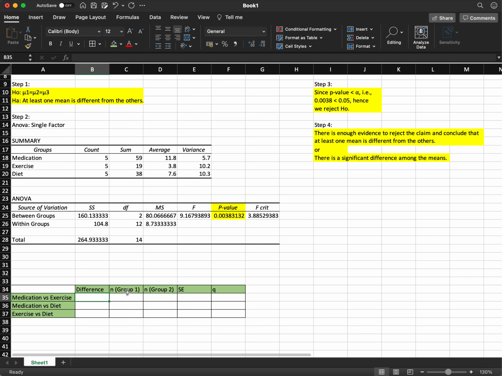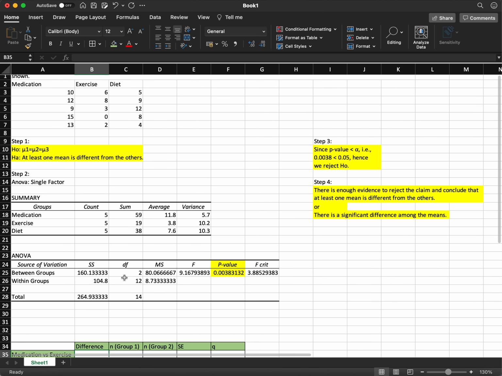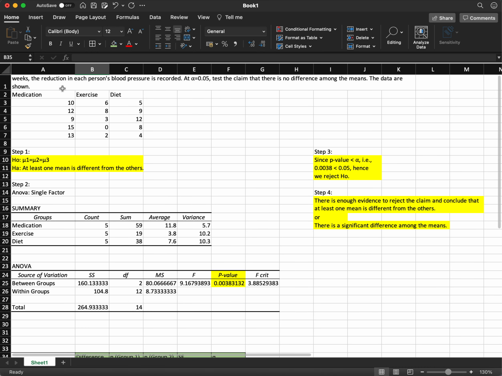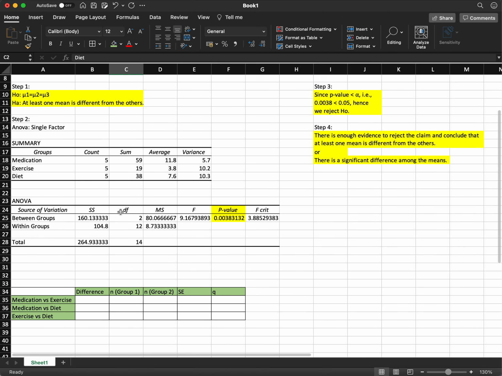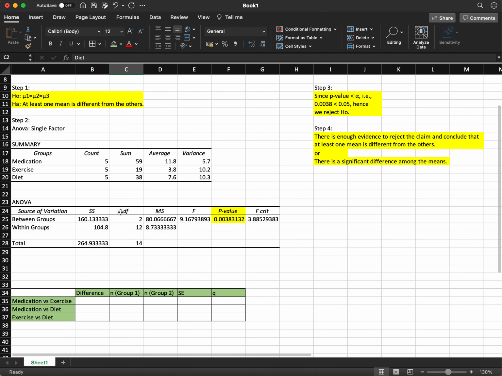So we'll start with the medication. We're going to first pair each grouping here. We have medication versus exercise, medication versus diet, and exercise versus diet. Those are all the possible combinations that we can have when we need to pair up each of the groups in order to determine the difference. So let's start with the difference here. The word difference here refers to the absolute difference of the averages of each pair.